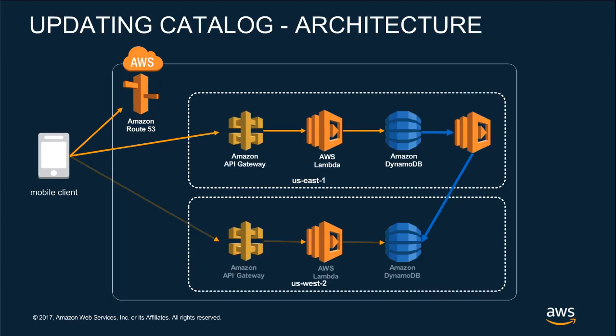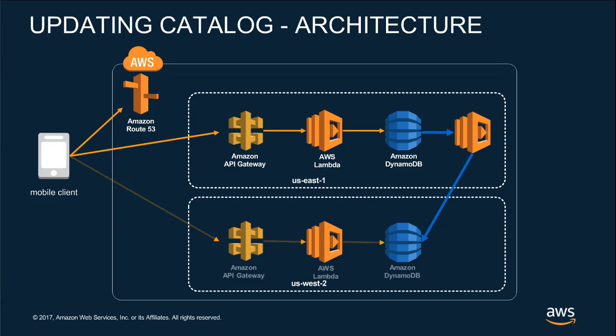Let's also take a quick look at the updating catalog use case. It looks very similar to the previous case, but now we're only using one region. The one on top is the one that's active, with the bottom one a little bit shaded, kind of hard to see here, representing some of the browsing catalog resources.